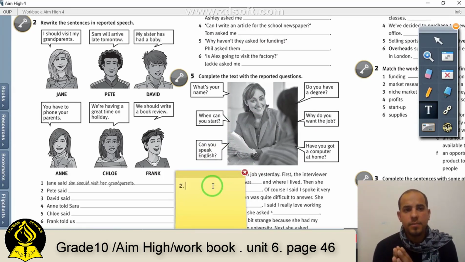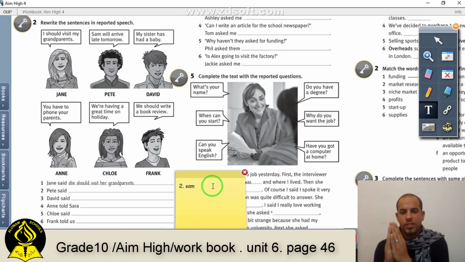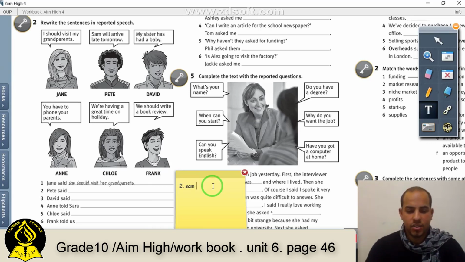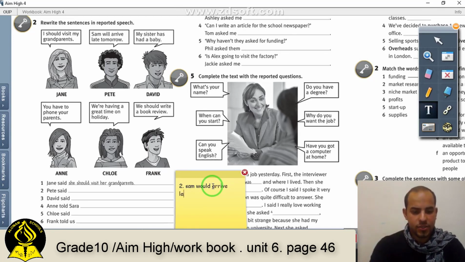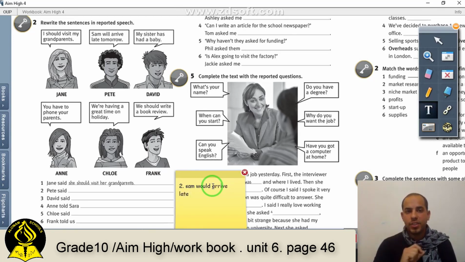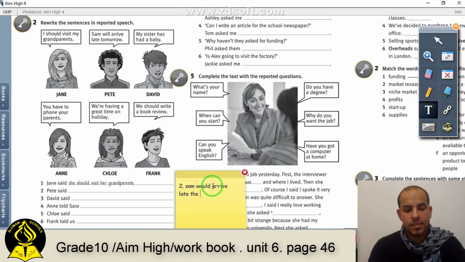Pete said, Sam, we cannot change Sam because Sam is a name. Sam will arrive, as for the tense, will is the first form. It changed to what? To would. Excellent. Would arrive. Sam would arrive late. And we have here a time expression which is tomorrow. Tomorrow becomes what? The following day or the next day. Excellent.